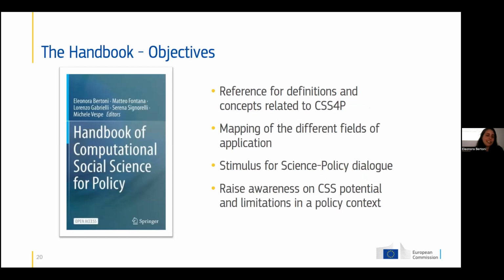So the objective of the book, as I already mentioned during my talk, is to be a sort of reference for definitions and concepts related to CSS4P, and also to provide the most comprehensive mapping possible of different fields of application, to serve as a stimulus for continuous science for policy dialogue, and also to raise awareness on all the potential and limitations of CSS in a policy context.